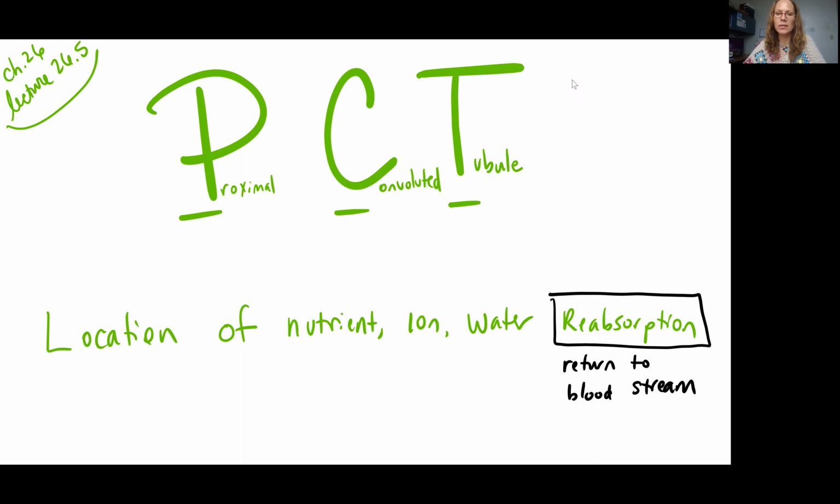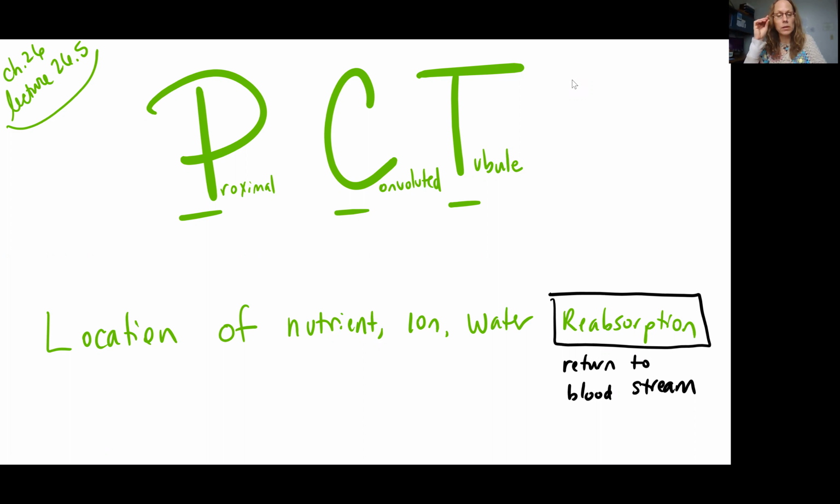We are talking in this video all about the proximal convoluted tubule, or we can abbreviate this as PCT. Now, this is the primary location of the reabsorption of nutrients, ions, and water that were initially filtered out in the filtration that happens in the glomerular capsule.